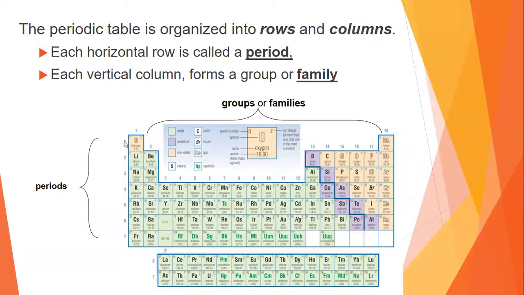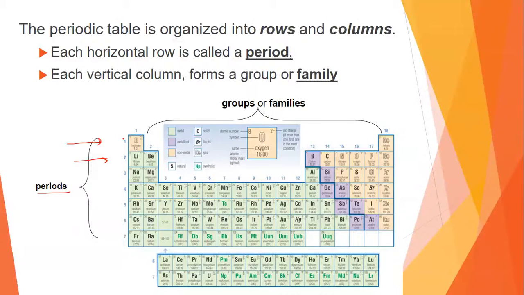Okay, so on our periodic table, the reason why it's called the periodic table is because each of these horizontal rows is known as a period, hence the periodic table.